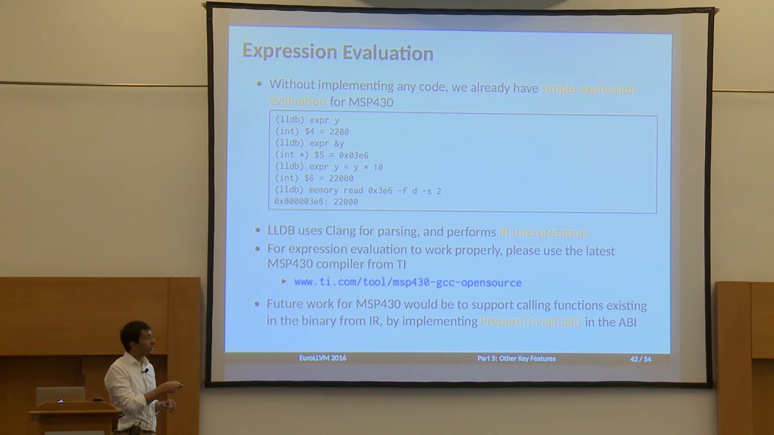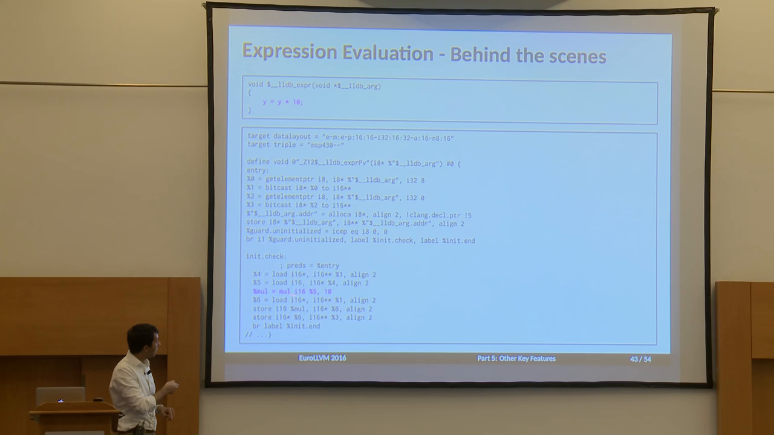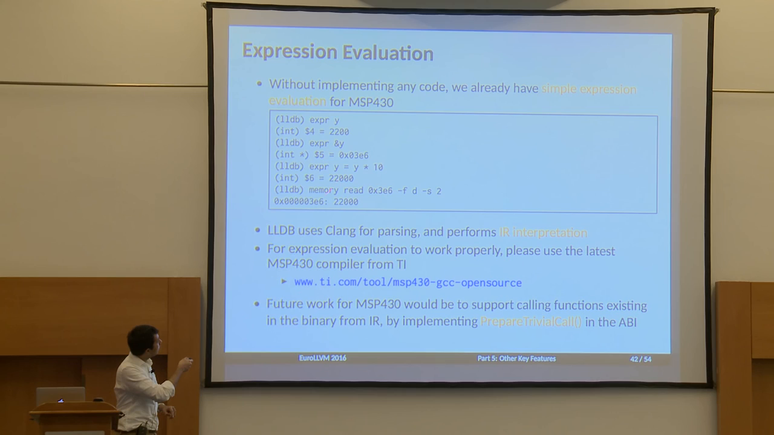Just to show how it works, this expression boils down to this IR, where the multiplication happens here, multiplying the value by 10, and that's how you get the value here, and just confirming the data here. To be more clear, the F designates that the format should be decimal, and S is for 2 bytes. We found that for this to work, you have to use the latest compiler from Texas Instruments.